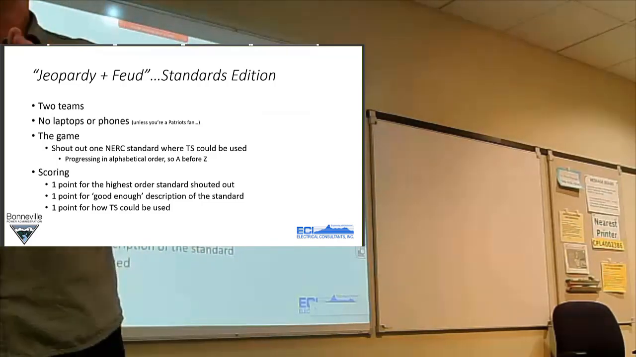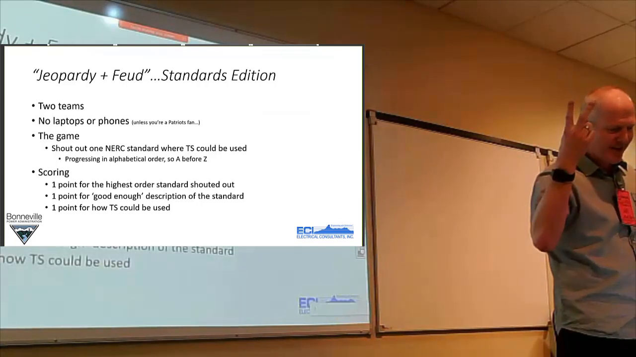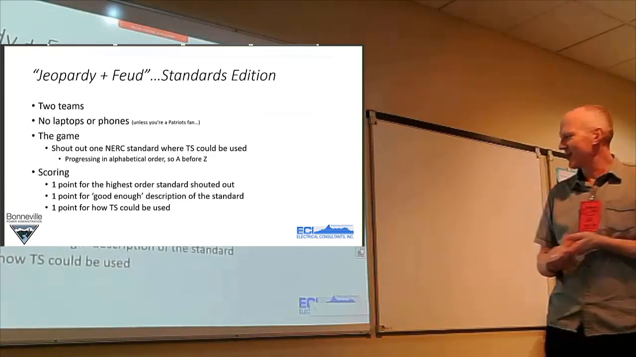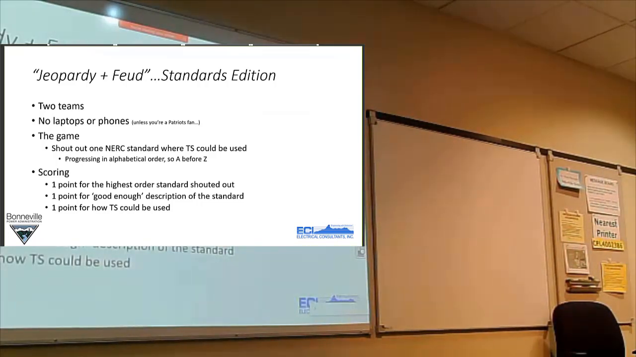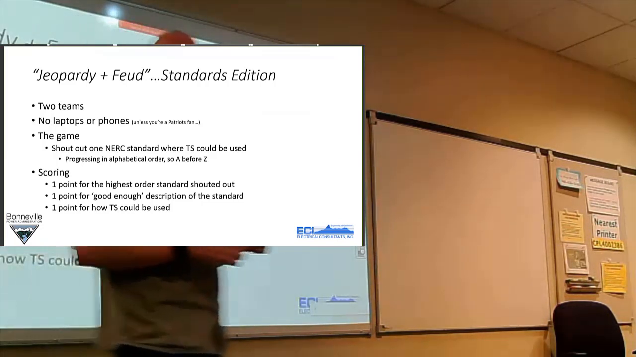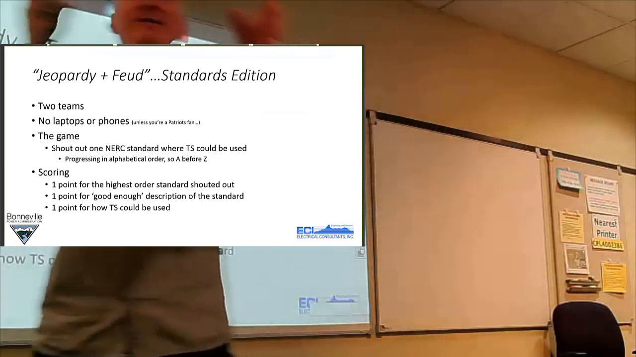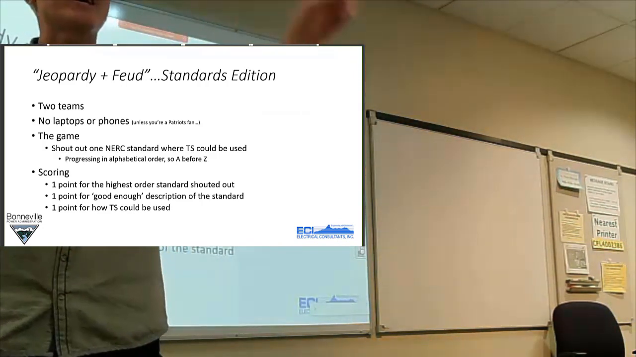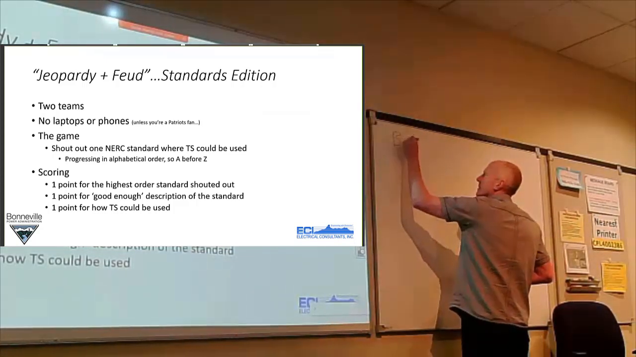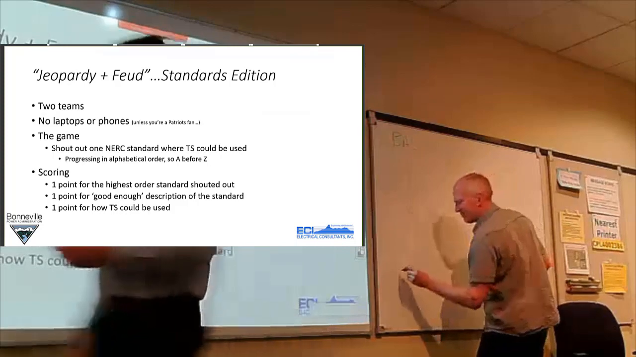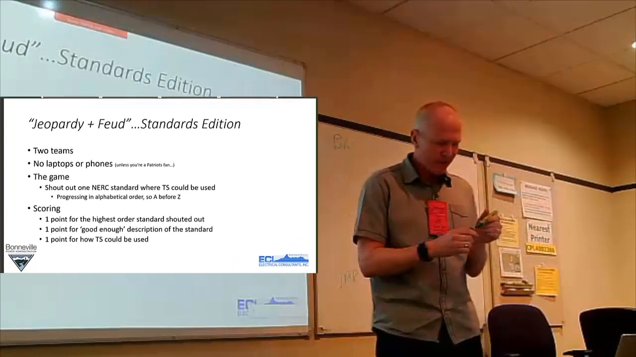What you're going to do is collectively, two teams, no laptops or phones, and the game is to shout out one of the NERC standards where TS can be used. Now remember, NERC standards go from BAL to, I think, VAR, right? A team, you're going to nominate a representative. B team, you're going to nominate a representative, because your representative is going to come up here and write something. Is anyone really familiar with NERC?